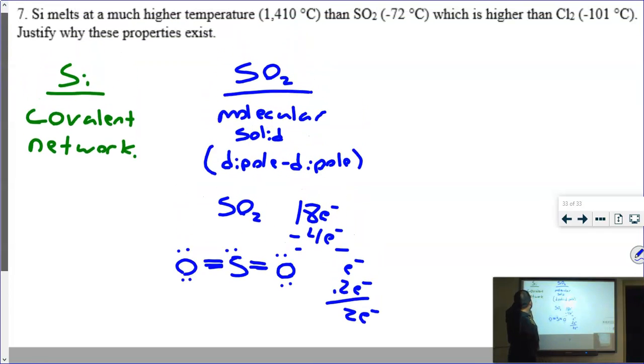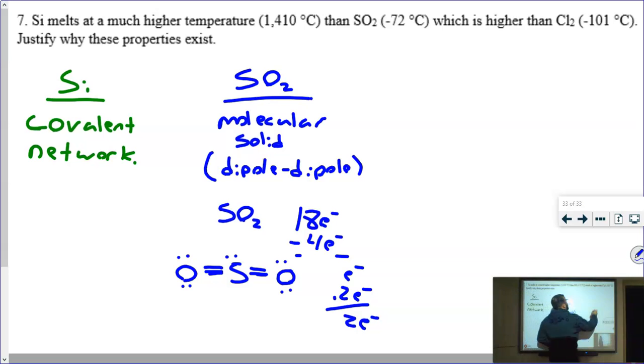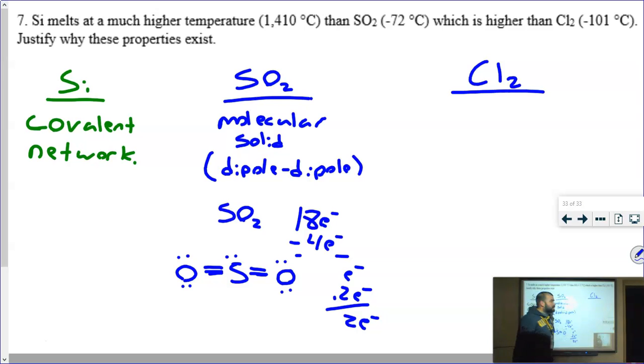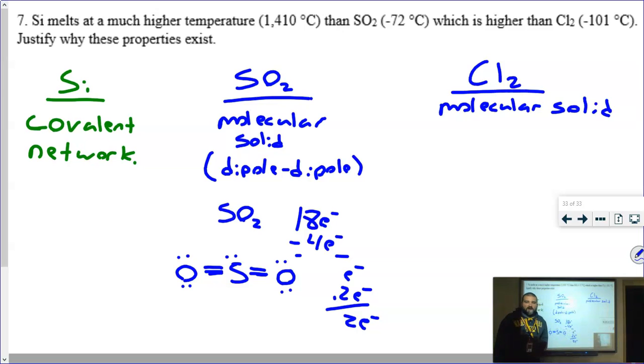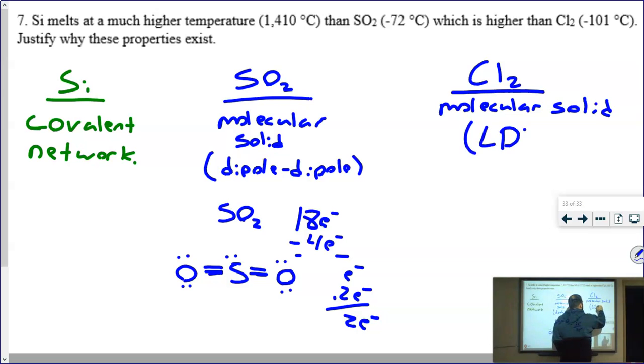We have chlorine, which is Cl2. Chlorine is a molecular solid. It's a molecule, right? It's only one element, but it is a molecule. We could do the Lewis diagram here, but it's very, very boring and very, very simple. What kind of intermolecular forces would this have? Nothing but London dispersion. Okay, it's nonpolar.